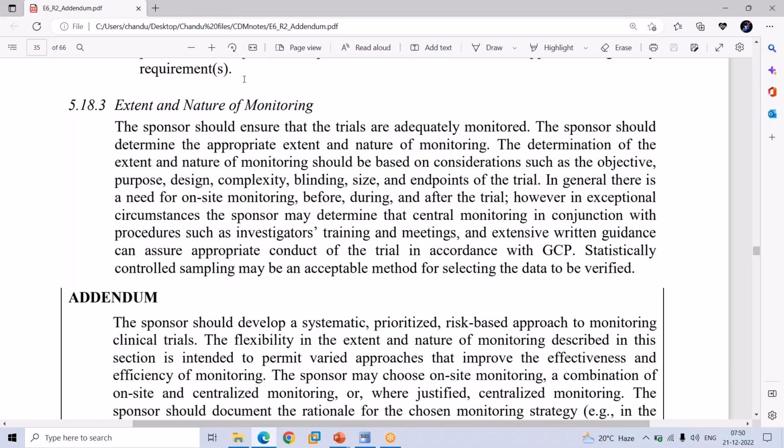Designs: we'll have different designs. Placebo control, active control, randomized. Based on the blinding, we have designs. Blinding: single, double, triple blinding. Blinding is nothing but a process where one or more parties are not aware of the treatment. Size, endpoints: what kind of parameters you require to analyze the data will be given in the endpoints.